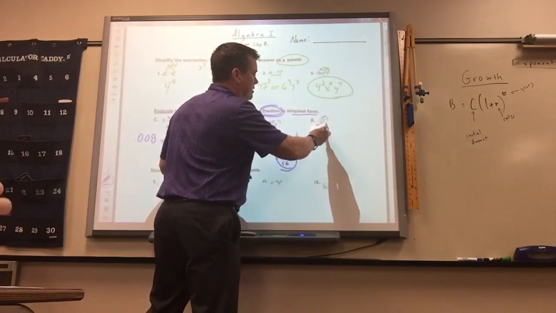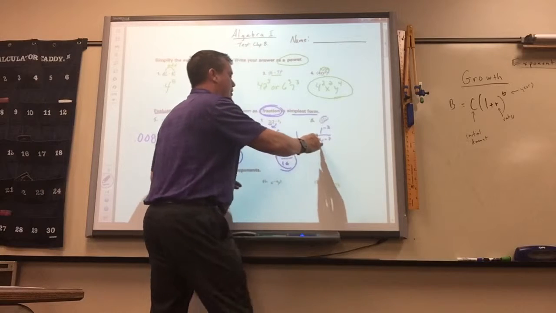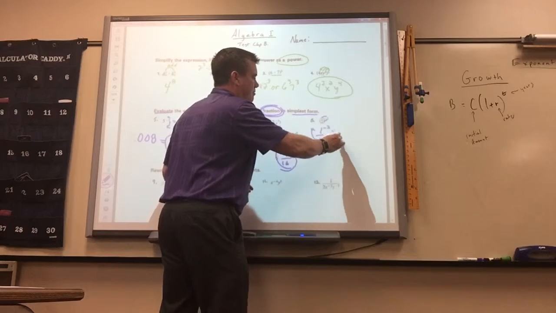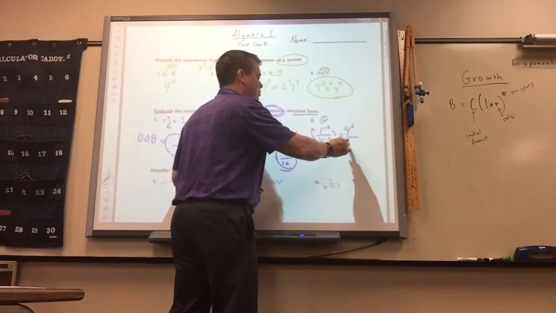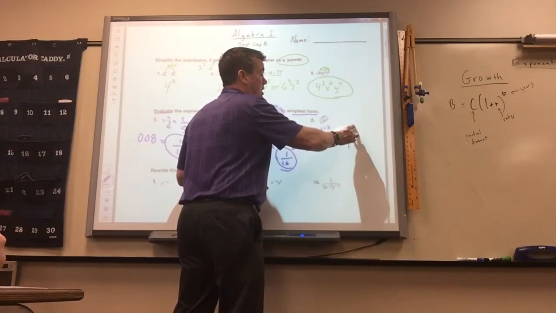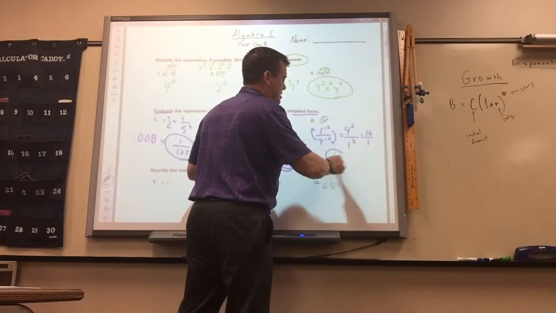Here we got to do 1 to the negative second and 4 to the negative second. They're both negatives, so they both have to flip. So this would move up to make it 4 to the positive second. This would move down. 4 squared is 16. 1 squared is 1. So the answer is just 16.